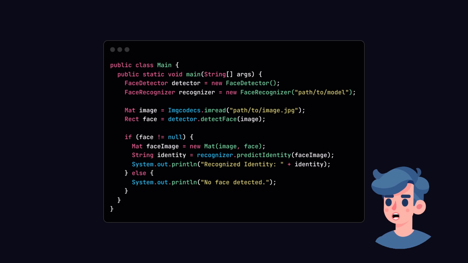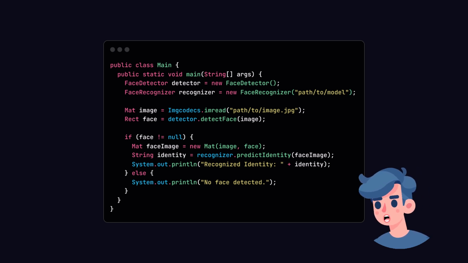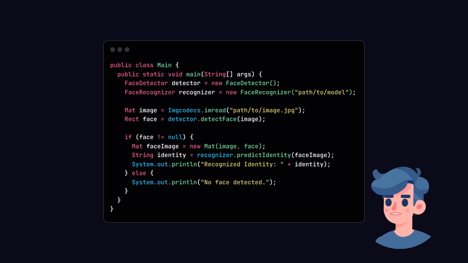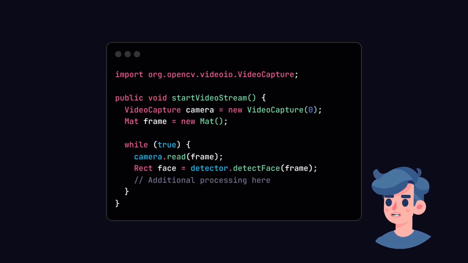Now, let's tie our detection and recognition functionality together in a main class. This class will act as the entry point for our application. Next, we hone in on optimizing our system for real-time face recognition using live video feeds from public transport.